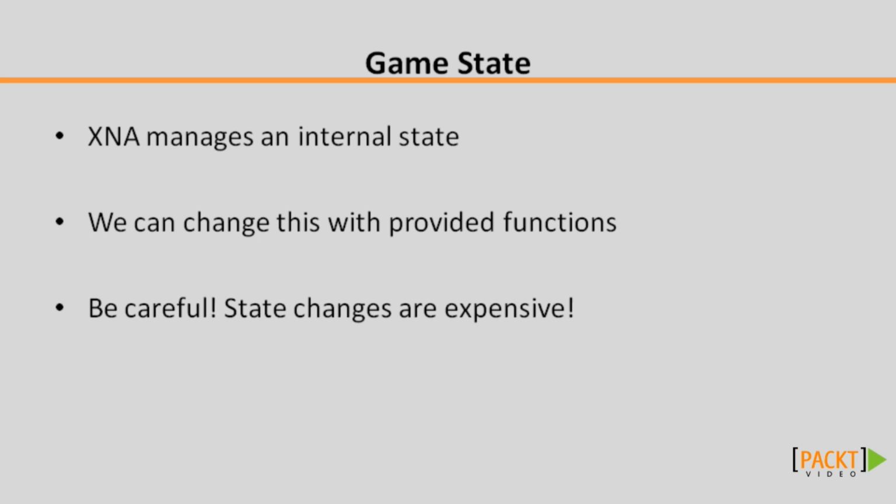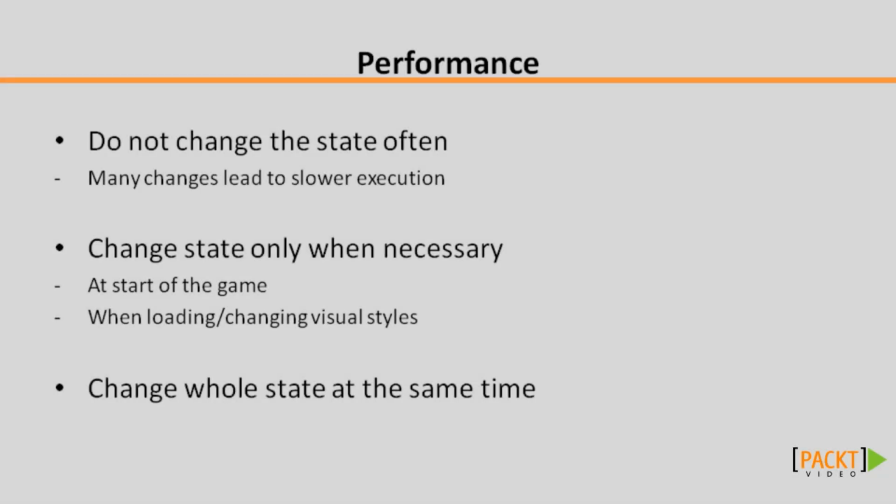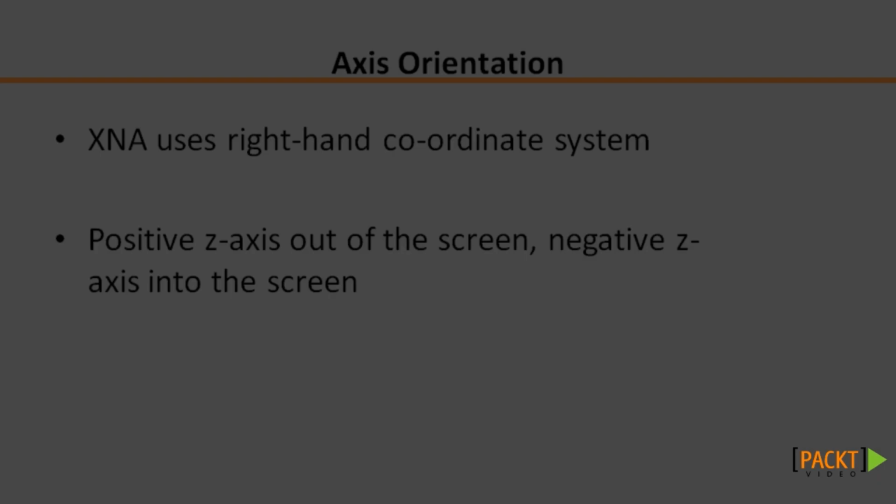There are functions that we can use to interact with and change this state to our benefit. But we need to be very cautious, since changing the internal state is an expensive operation that can drastically slow down our game. To avoid this, we only change state when necessary. We might do this at the beginning of the game to set up the scene, or even during the game to change the art style. In the end, we only want to do it sparingly and all at the same time.